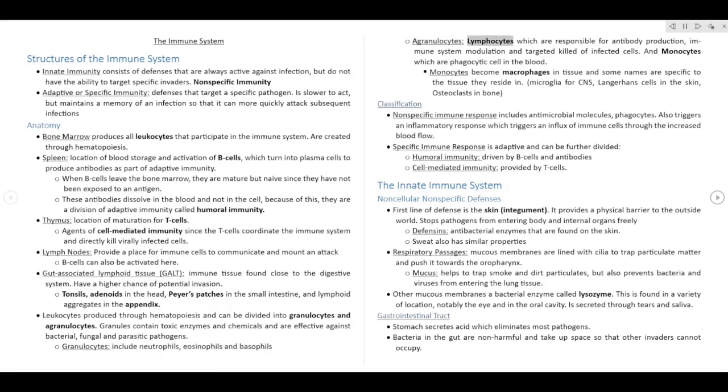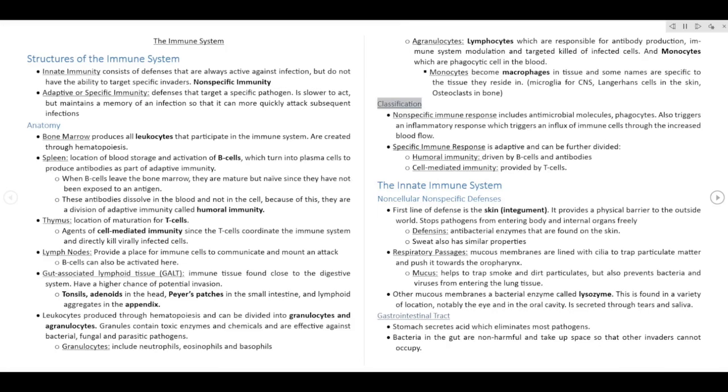Agranulocytes: lymphocytes, which are responsible for antibody production, immune system modulation, and targeted kill of infected cells. And monocytes, which are phagocytic cells in the blood. Monocytes become macrophages in tissue, and some names are specific to the tissue they reside in. Microglia for the CNS, Langerhans cells in the skin, osteoclasts in bone.